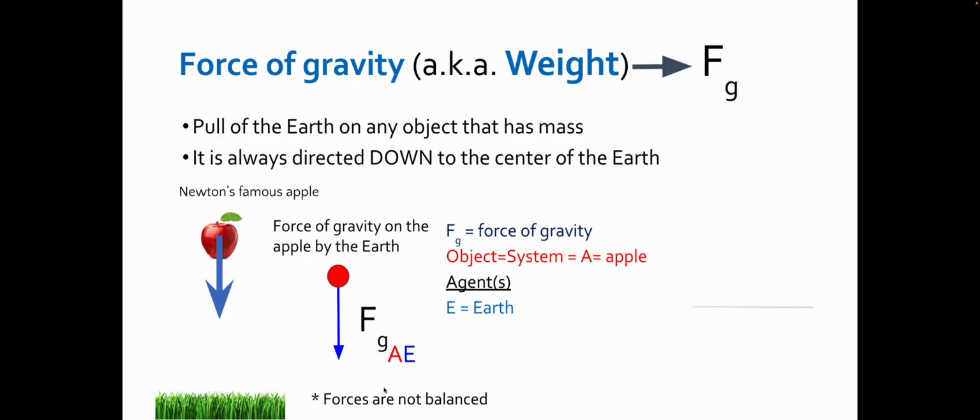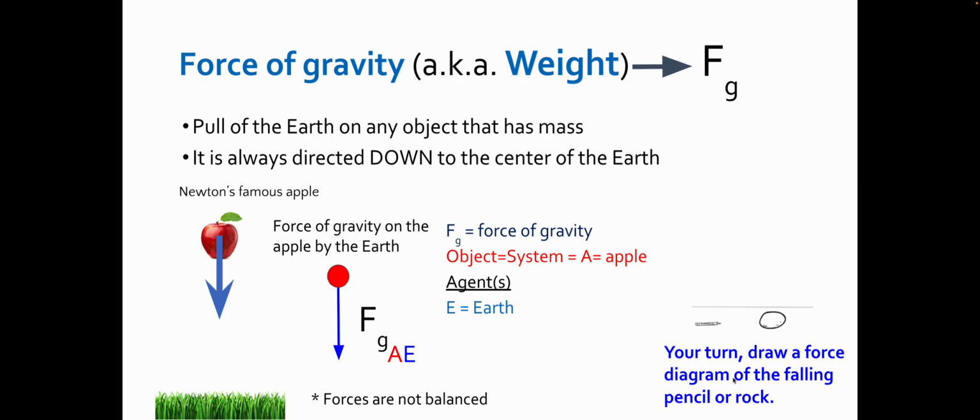Okay, so here's what you're going to do. It's your turn. You're going to draw a force diagram of the falling pencil or falling rock. You get to decide which one. So please draw a force diagram of the pencil falling through the air or a rock falling through the air, and pause the video so that you can try it, and then push play again to check your work.